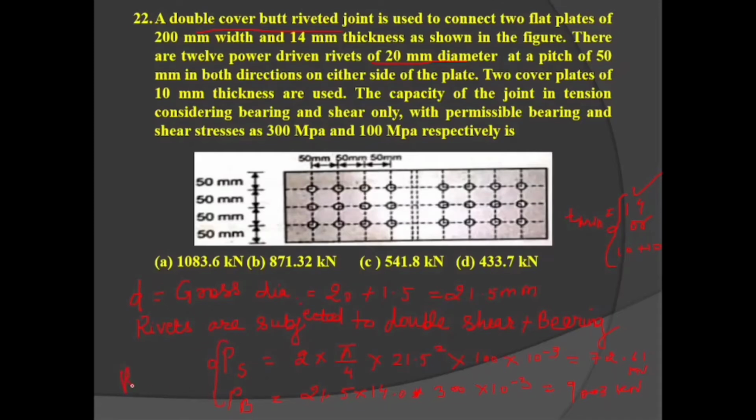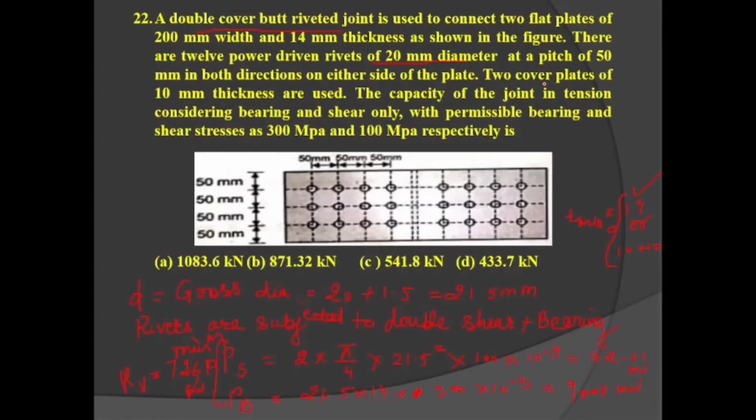So our rivet value is the minimum of these two. Rivet value RV is equal to 72.61 kilonewton. That is the minimum value. Now the capacity of the joint is equal to the rivet value into the number of rivets. Number of rivets is 12. So we can easily calculate the capacity of the joint, that is, how much load a joint can take.